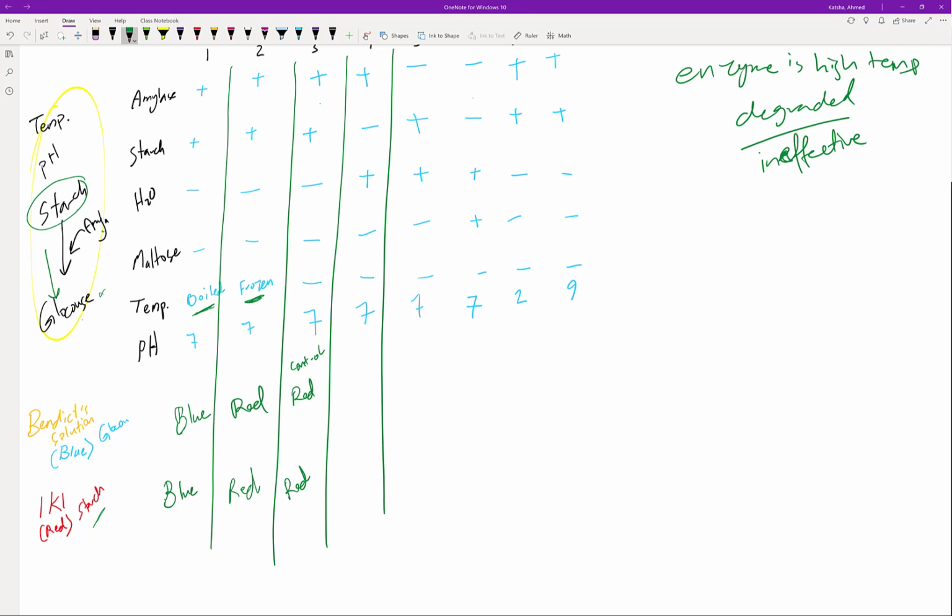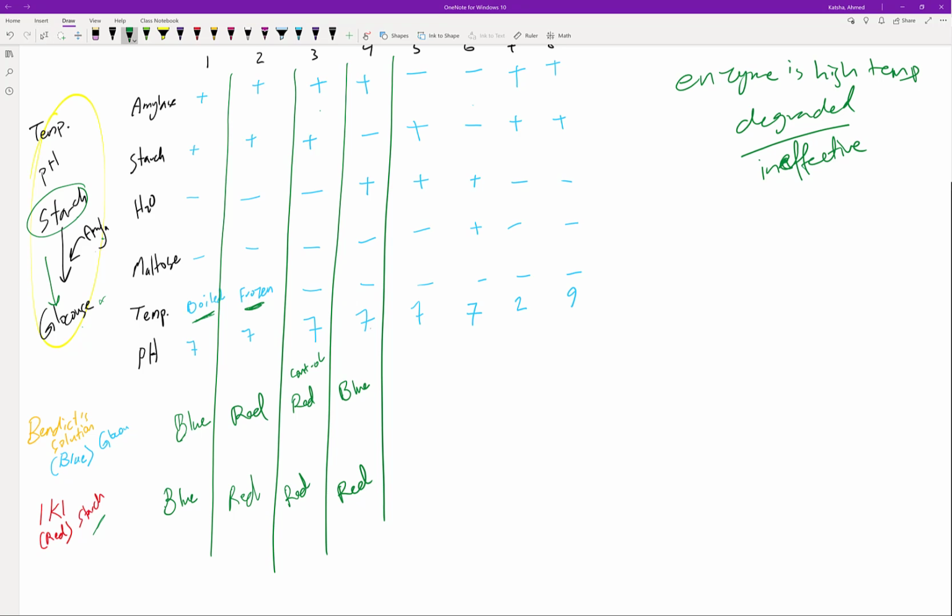In tube number 4, we had amylase, but there is no starch. And instead of starch, we put water, and we did not change anything else in the temperature and the pH. So in this case, there is nothing for amylase to work on. For the Benedict solution, it will remain blue because there is no glucose, there is no end product. And the IKI would remain red. Why? Because there is no starch to start with.